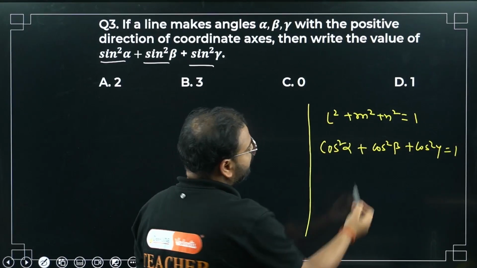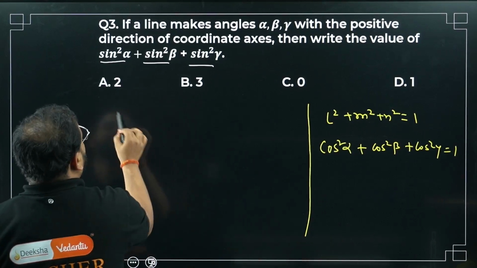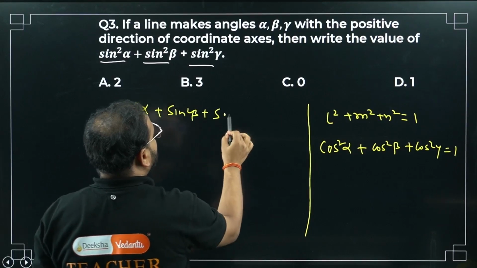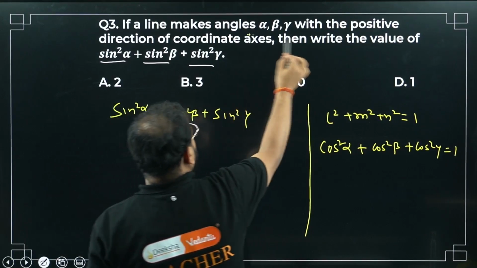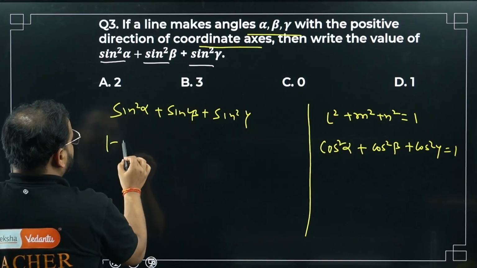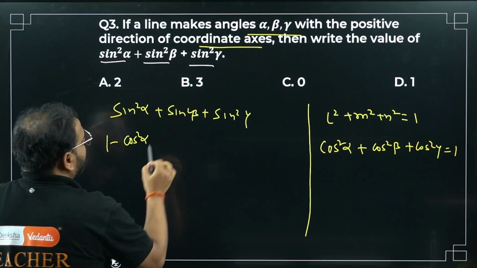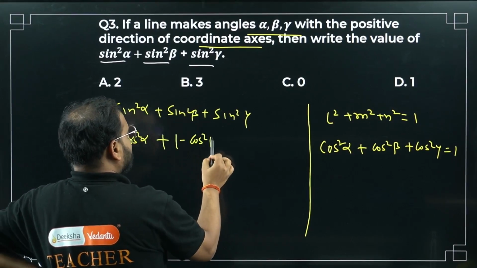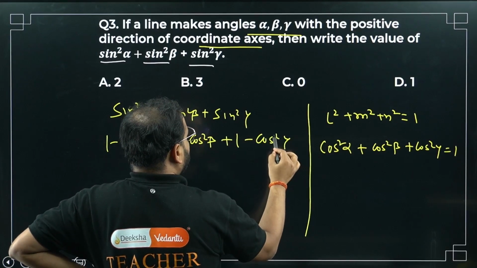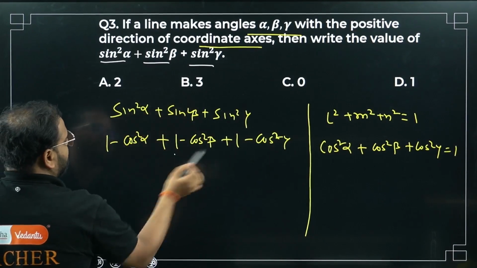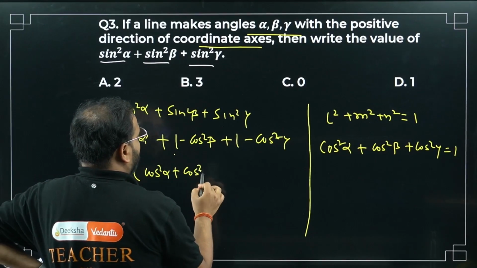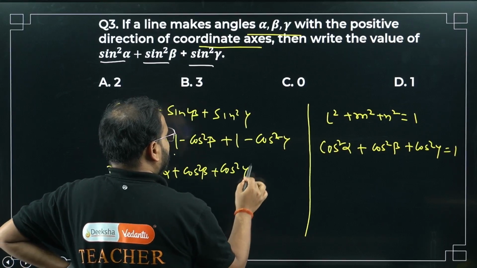So I'm going to use this now in this condition. What they're asking us is the value of sine square alpha plus sine square beta plus sine square gamma. What are alpha, beta, gamma? The angles with the coordinate axes. Write the identity: 1 minus cos square alpha for this, 1 minus cos square beta for the second one, and the last one will be plus 1 minus cos square gamma. 1 plus 1 plus 1, so 3. Take minus common: cos square alpha plus cos square beta plus cos square gamma.